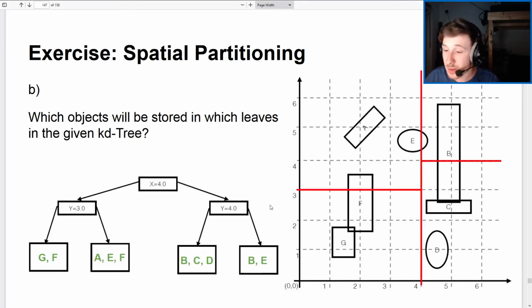So let's check if that's correct. G and F. Okay, the left one is actually below and the right one of the Y coordinate is above. Okay, it's a bit different. So we have GF down here. We have AEF on top. Okay, BCD down here and BE up here. But that's pretty understandable. Otherwise, go to the weekly sessions we have.